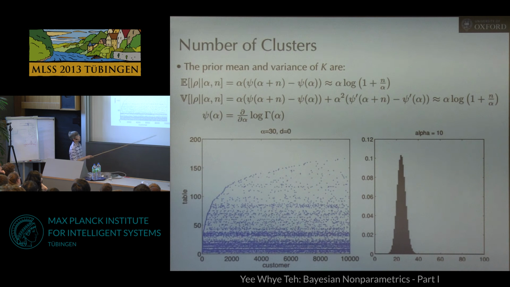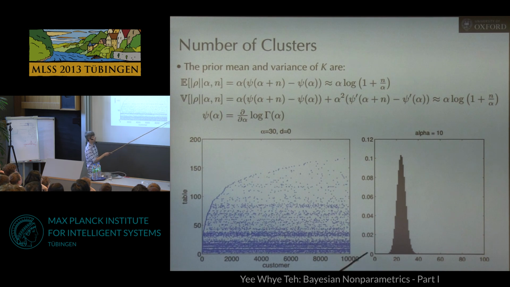Okay. Here we have a distribution over the number of tables that are occupied by 100 customers, where alpha equals 10, and what we see is that the distribution over the number of occupied tables is quite a narrow distribution. So what this is saying is that under the CRP, we expect the number of clusters in a data set of size 100 to be somewhere between 17 and 35 or so. Of course, this is quite a strict prior.